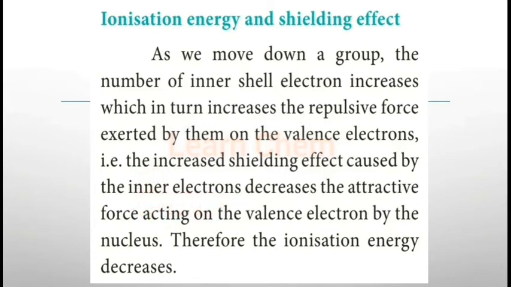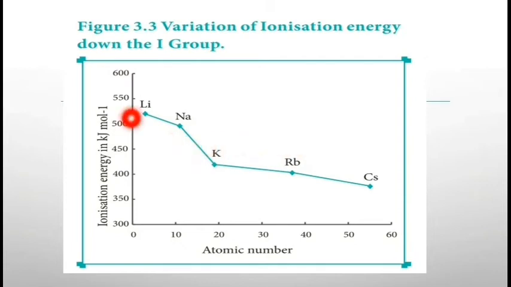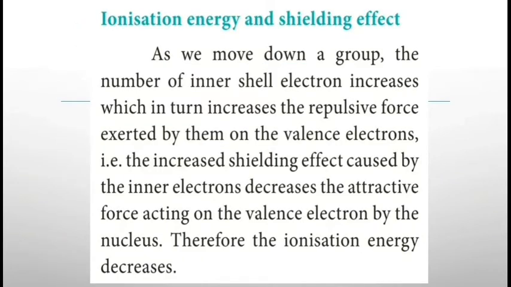These inner electrons decrease the force of attraction acting on the valence electron. So the ionization energy decreases along the group. You can see the ionization energy of lithium is greater than sodium, sodium is greater than potassium, and so on, rubidium and cesium. It follows this decreasing manner. The ionization energy decreases along a group. This is because of two reasons: the size factor and the shielding effect of the inner electrons.